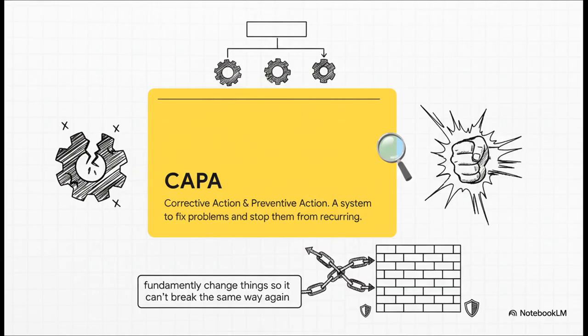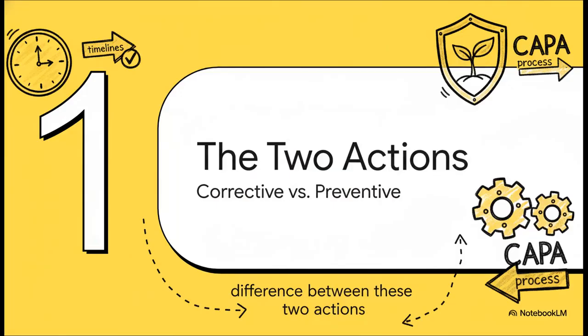Now, CAPA stands for Corrective Action and Preventive Action. It's a formal system built to do two things. First, fix what's broken right now, and second, change the system so it can't break in the same way ever again. Think of it like a 1-2 punch against any problem that comes your way. To really get a handle on CAPA, we've got to break it apart. The key is understanding the difference between its two core actions. They sound similar, but they actually operate on totally different timelines.